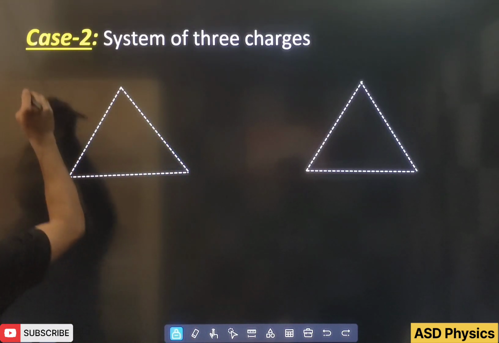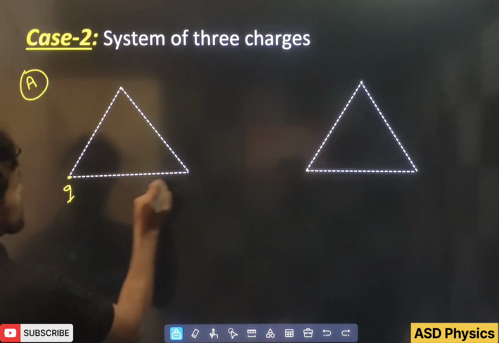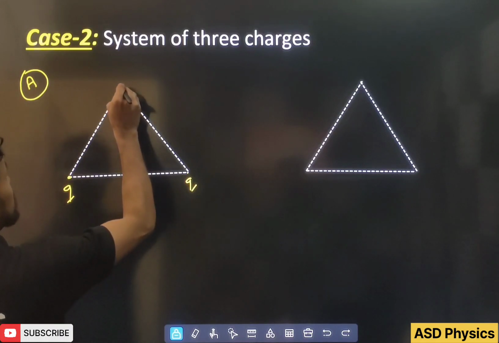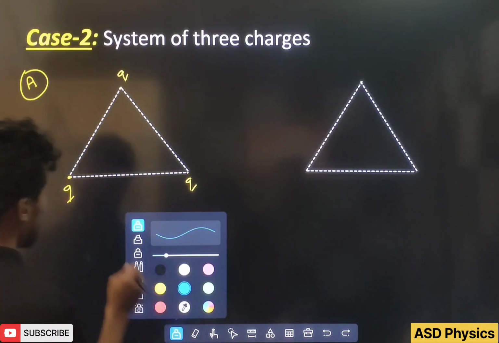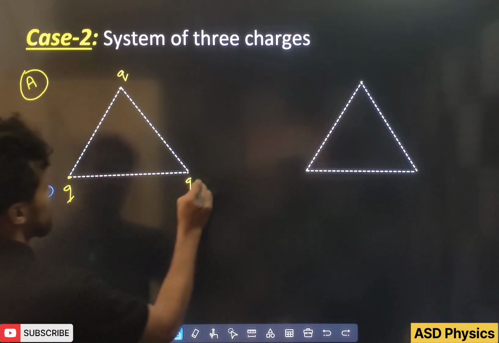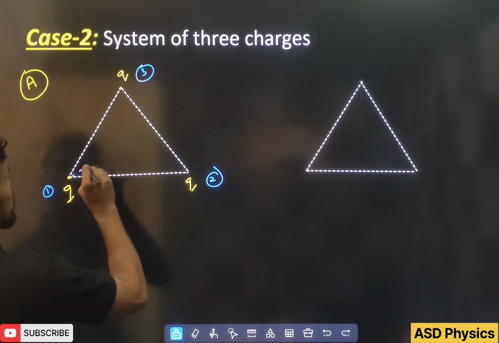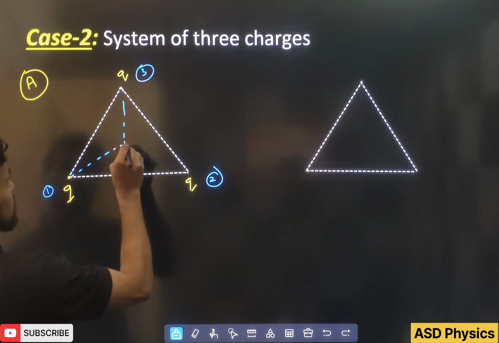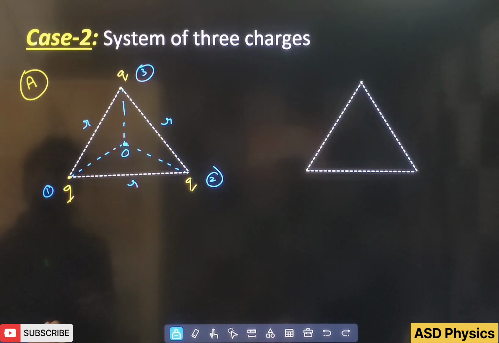System of how many charges? 3 charges here. Okay, so let's take, I have taken A here, and here I have taken charge Q, this I have taken charge Q, and this also I have taken charge Q. Even if you want, we should give the numbers also to make it very easy. Let's take here 1, 2, 3. Okay, so students, now I want to calculate this one here. Here potential at point O and electric field at point O, how much here, and this distance, let's take, I have taken R.